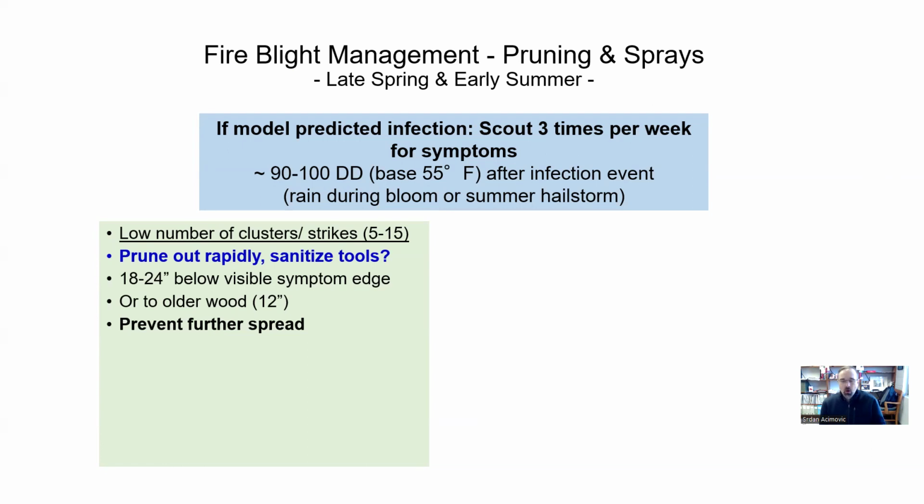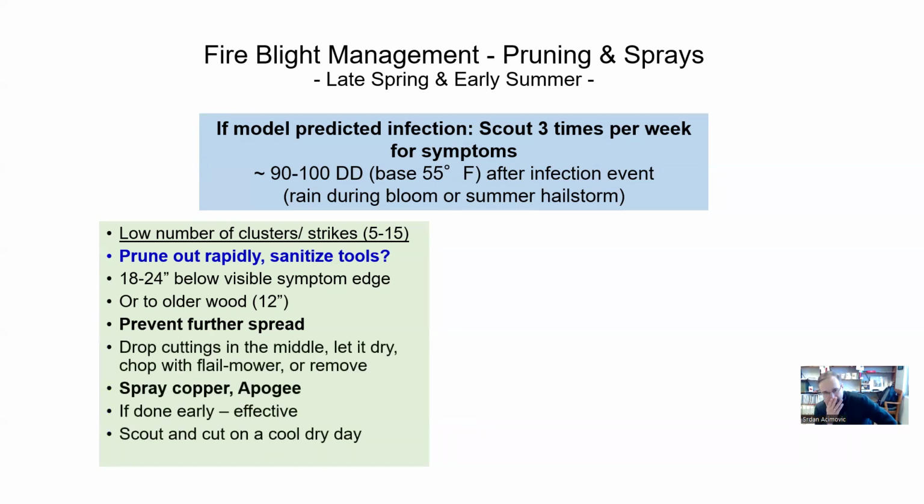And if you see a low number of symptoms, about 5 to 15 strikes per tree, you should probably go out there and rapidly prune and definitely sanitize your tools. You cut these strikes about 18 to 24 inches below the visible symptom edge, because there's probably a chance that the pathogen has moved through the tissue into the wood, way beyond what you see as the edge of fire blight. And the idea with this low infection amount is that you want to prevent the further spread of inoculum to other trees.